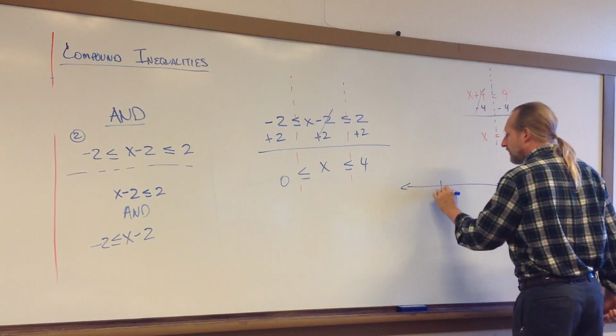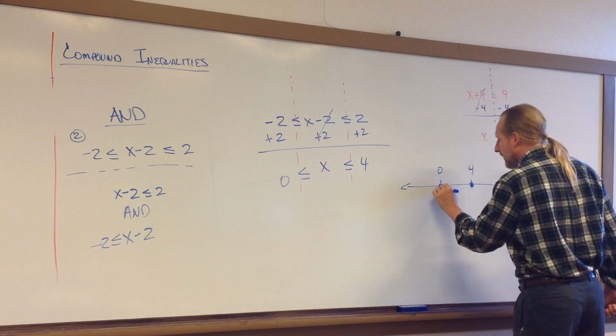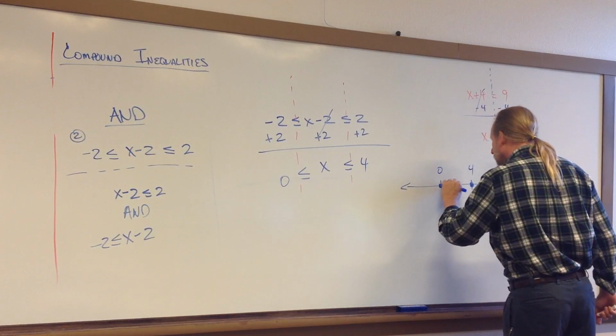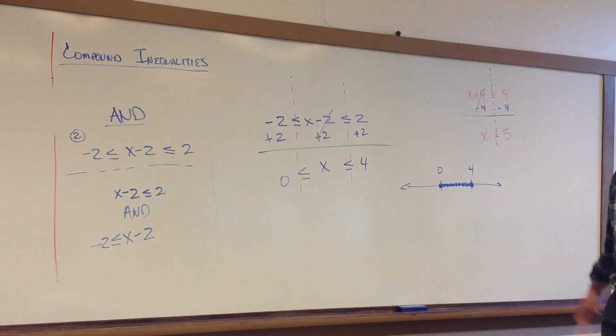So, here's the 0, here's the 4. They both get colored in because they both have the equals to on there, and we're only interested in all the numbers between those two. And this is typical of what an AND statement will look at.